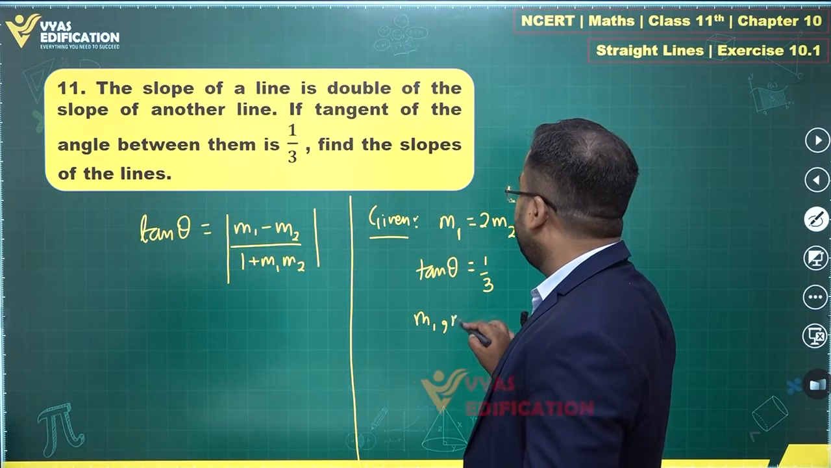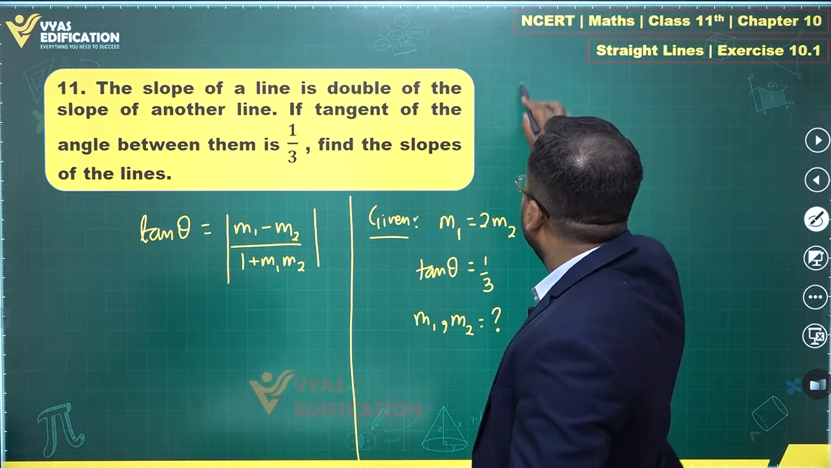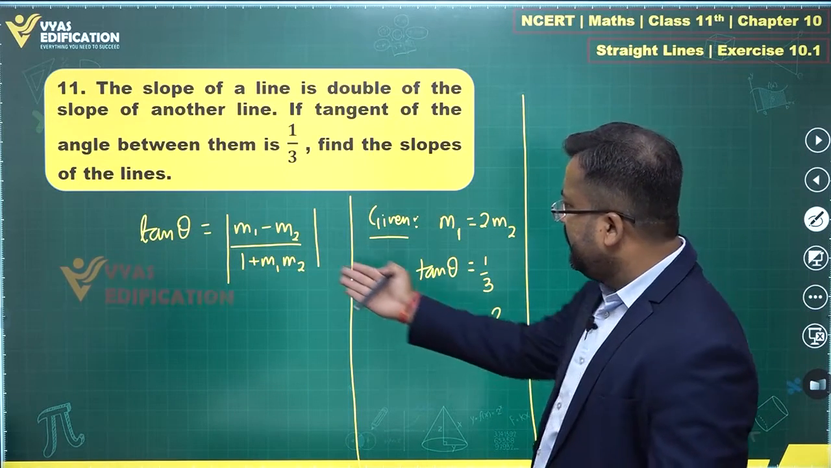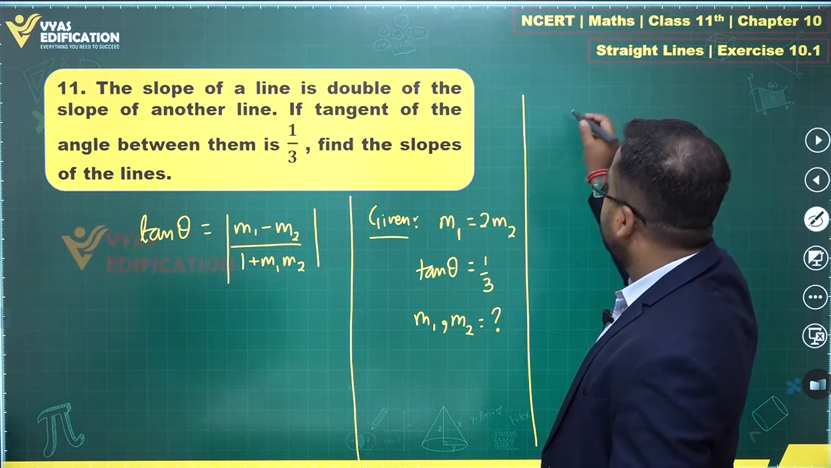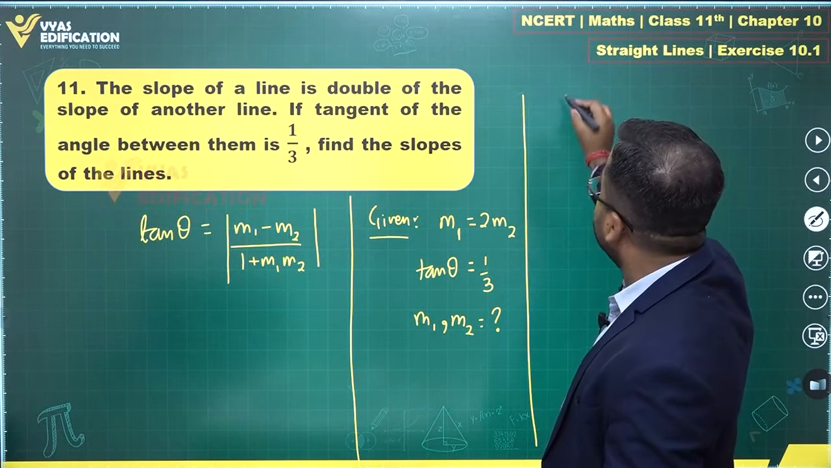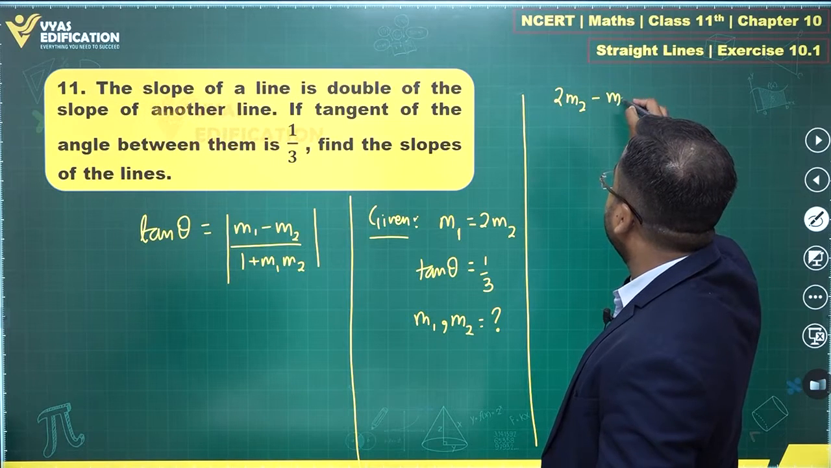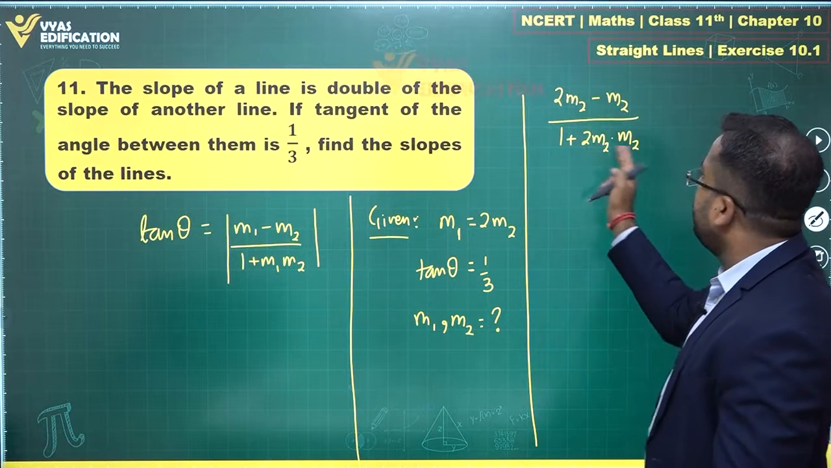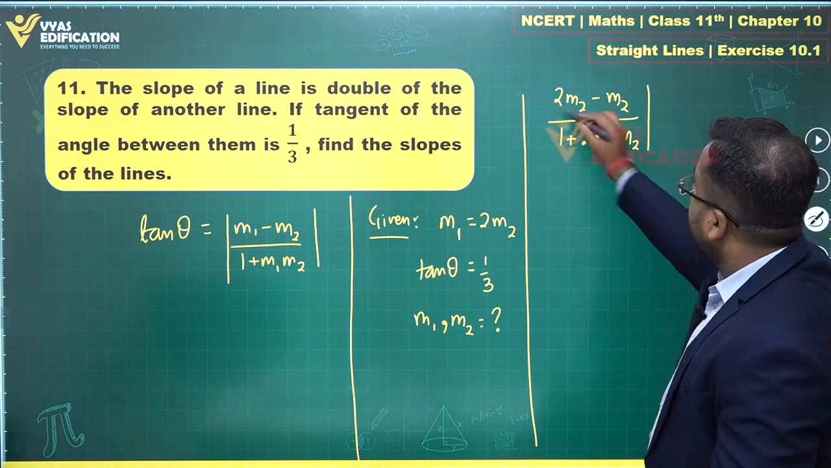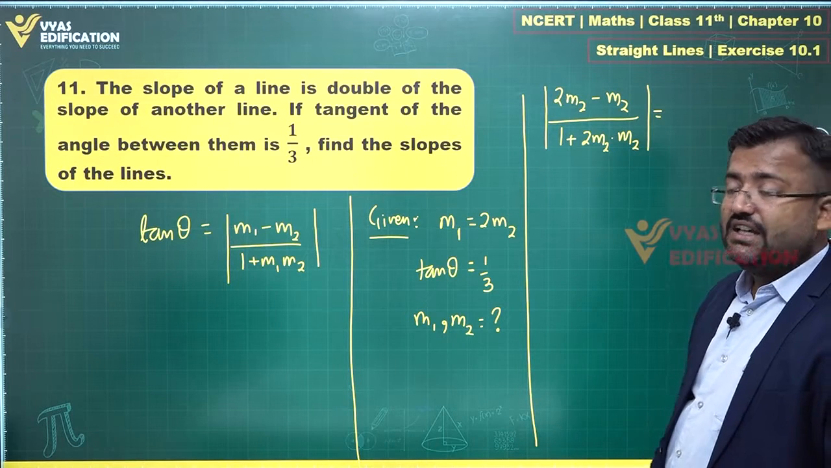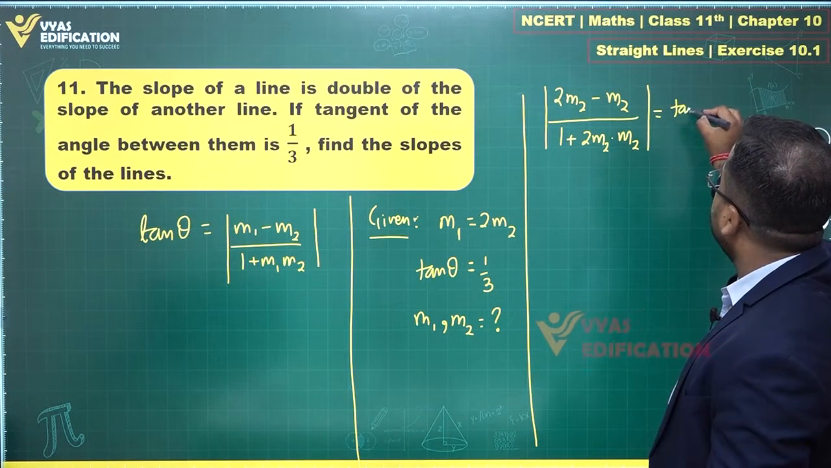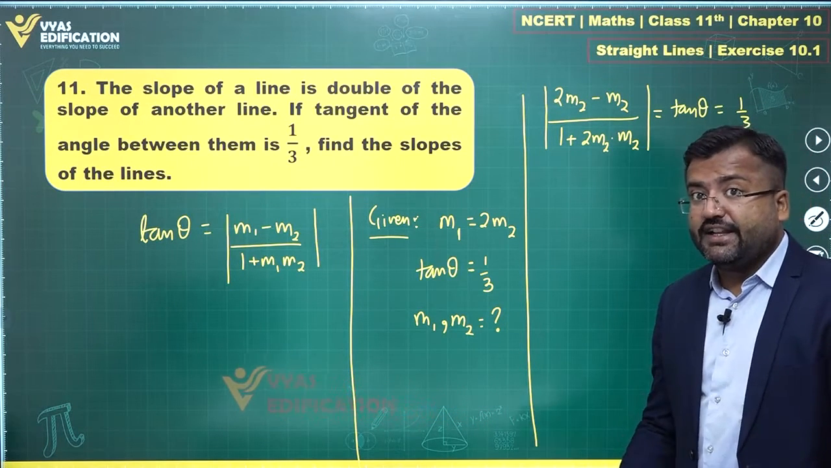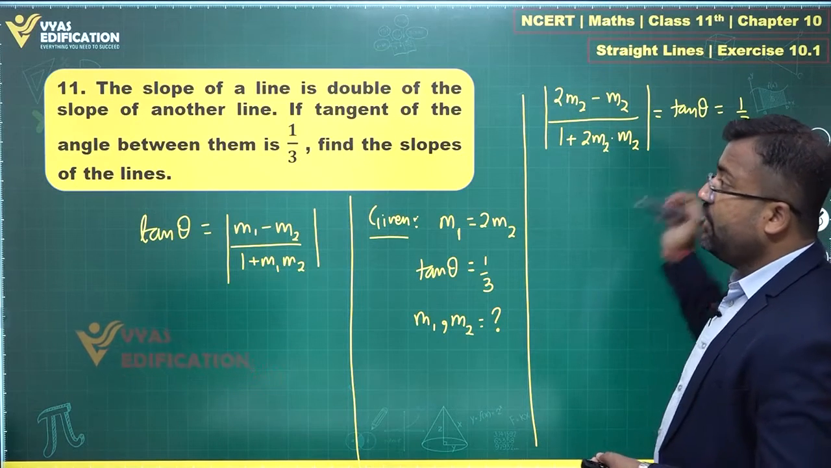m1 and m2 are unknown. Can you find m1 and m2? That's the question. How will we do that? We'll apply this formula and see where that takes us. So we have m1 which is 2m2. So 2m2 minus m2 upon 1 plus 2m2 times m2. This is m1 minus m2 upon 1 plus m1 m2. This modulus is equal to tan theta, and this tan theta is further equal to 1 by 3. If you remove the modulus, what you get is plus or minus 1 by 3.